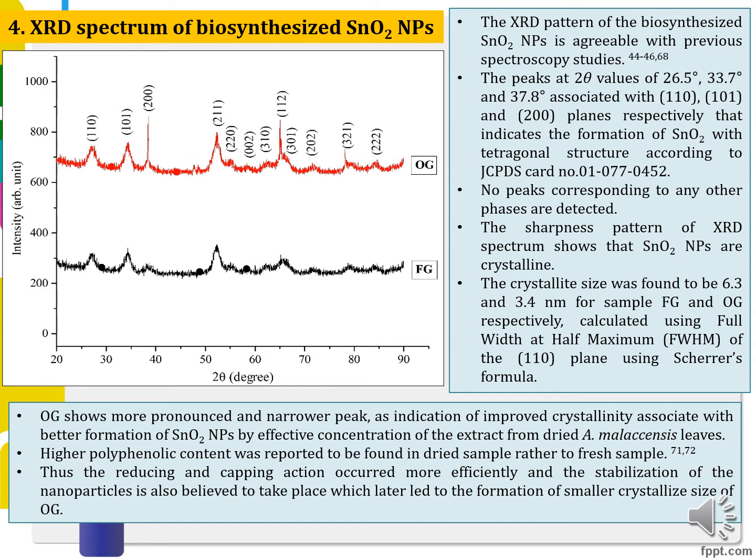From the literature, higher polyphenolic content was reported to be found in dry samples rather than fresh samples. So the reducing and capping action occurred more efficiently, and the stabilization of the nanoparticle is also believed to take place, which later led to the formation of smaller crystallite size of the Og sample.